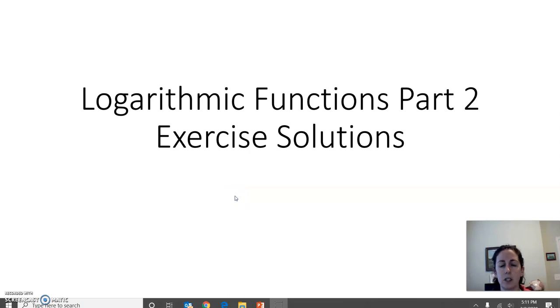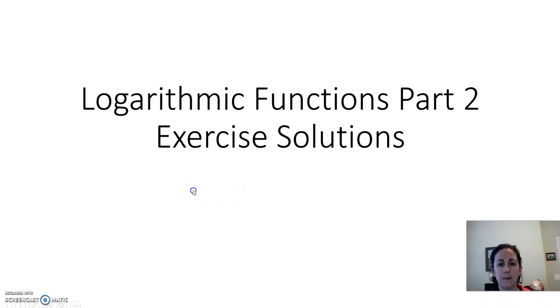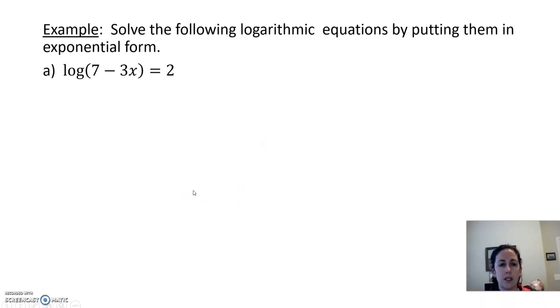Let's go over the solutions to the logarithmic functions part 2 exercises. So let's solve the following logarithmic equations by putting them in exponential form. So here we have log of 7 minus 3x equals 2. So let's write this in our exponential form and then solve it.